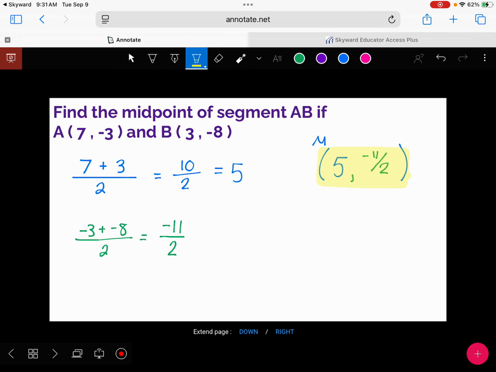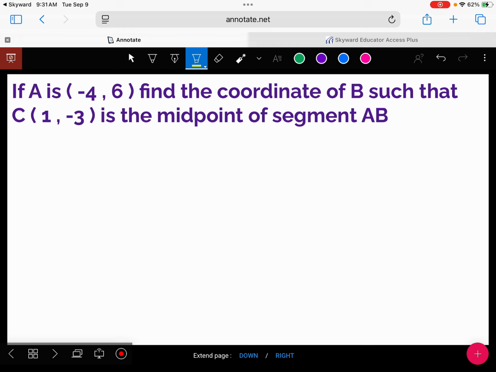Okay, finding the midpoint itself is not usually super tough. But that means they're not going to give us tons like that. They're more likely to ask a question like this one, where they're giving us A and our midpoint C, and we need to find B.